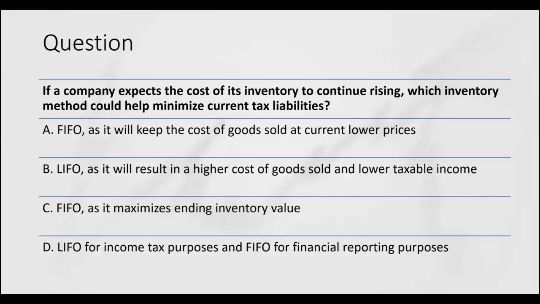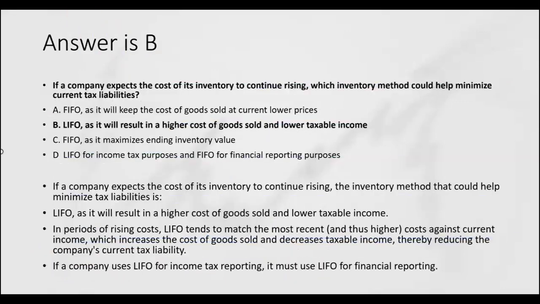How about this? If a company expects the cost of its inventory to continue rising, which inventory method could help minimize current tax liabilities? So we just learned that if you want to minimize current tax liabilities in a period of rising prices, you use LIFO, because then the cost of goods sold will be so high that the gross profit and then the taxable income will be lower. So it's got to be B or D. Rule out A, rule out C. B says LIFO, as it will result in a higher cost of goods sold and lower taxable income. Yes, that looks good. D says LIFO for income tax purposes and FIFO for financial reporting purposes. We know that's not allowed. So the answer is B.